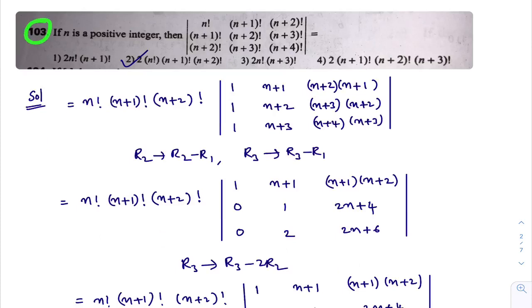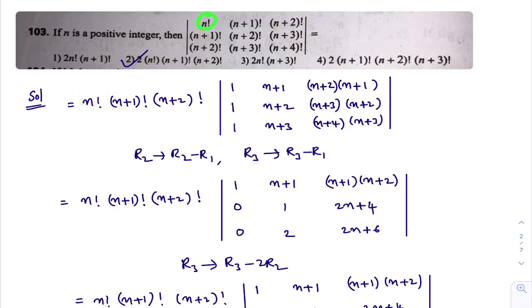Now you observe this question number 103. If n is a positive integer, then the value of this determinant is what? Here we need to find out. You observe this first row. Here n factorial is there. This can be written as n plus 1 into n factorial. Please try to understand. N plus 1 factorial can be written as n plus 1 into n factorial. N plus 2 factorial can be written as n plus 2 into n plus 1 into n factorial. What I am trying to say, from the first row we can take n factorial common. You see here I have taken n factorial common from the first row.